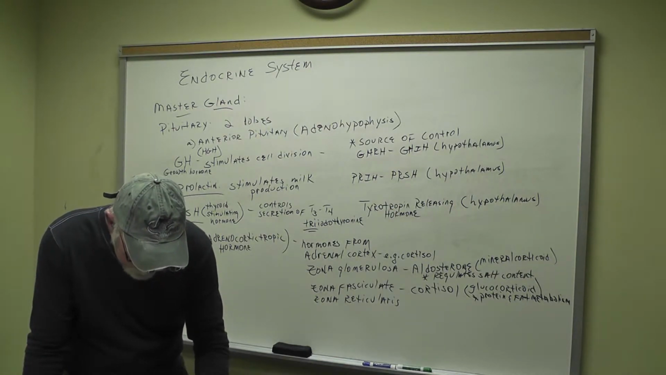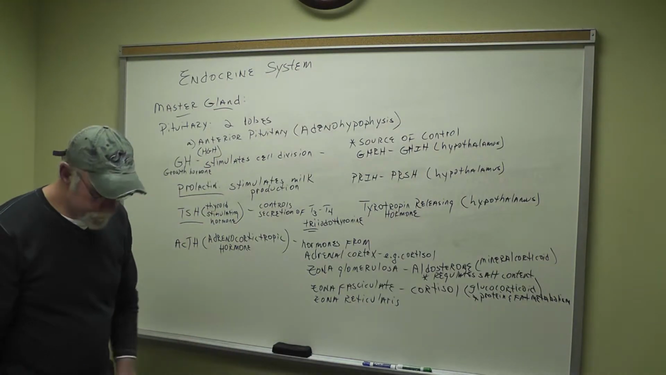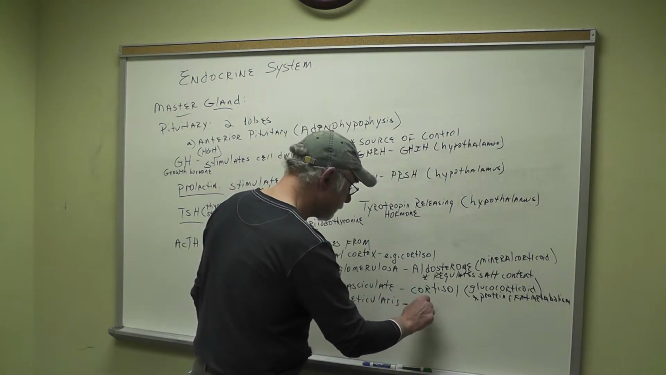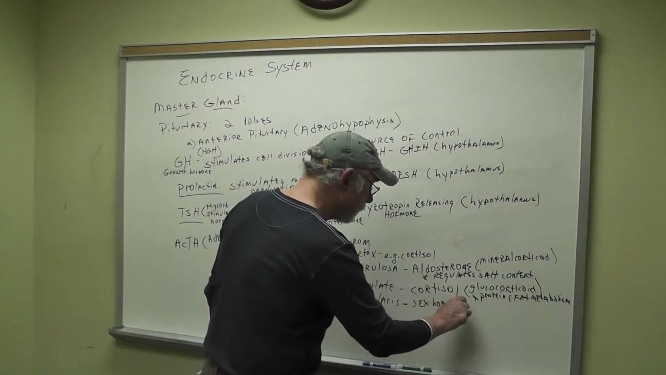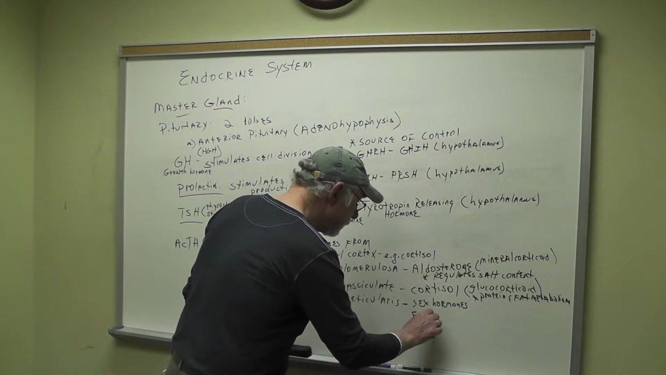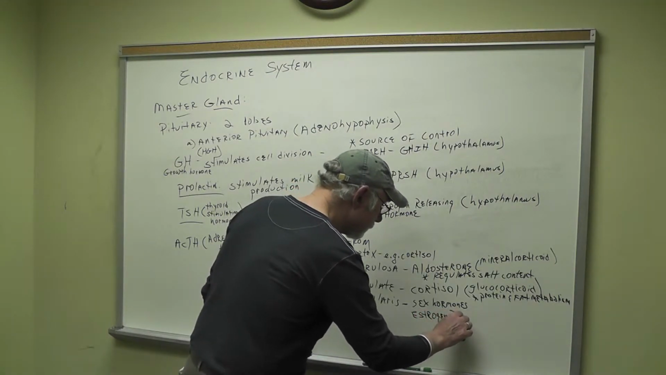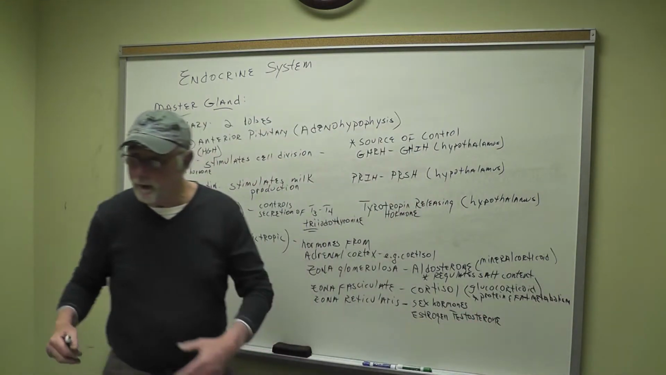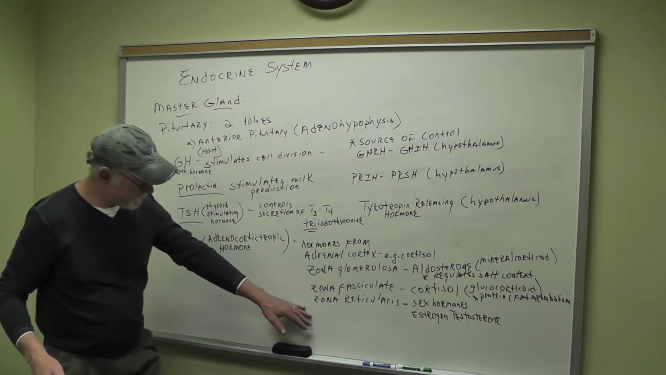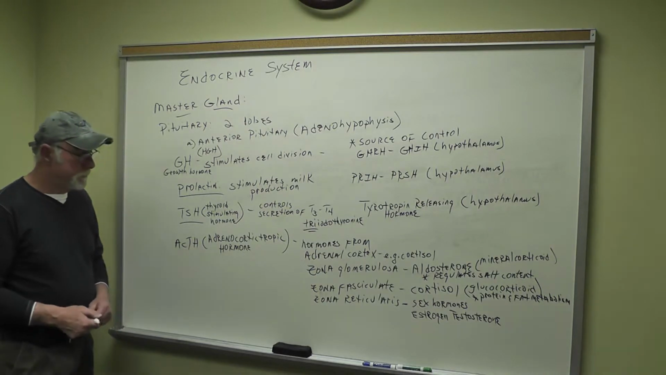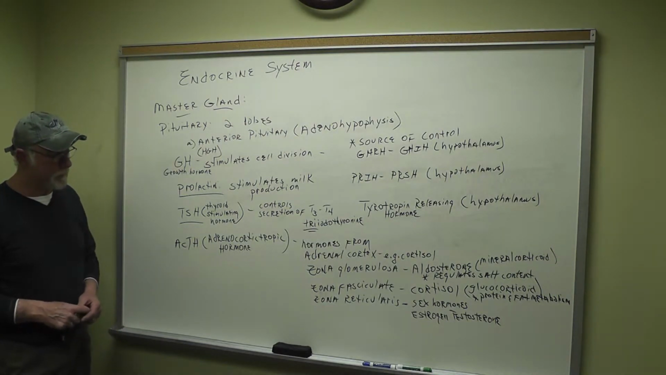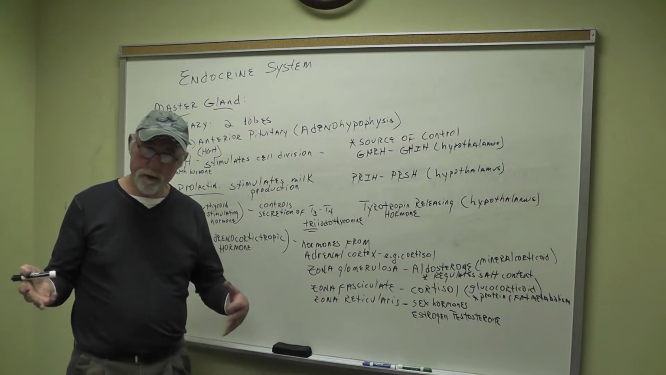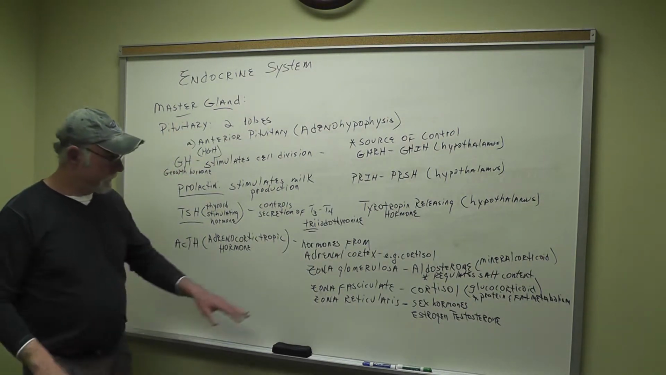And then the zona reticularis secretes these hormones called the sex hormones. Okay, we have estrogen and testosterone. And believe it or not, we males do have a low level of estrogen circulating in our blood produced by our adrenal cortex. The exact function of that, they are unsure of at this point because the levels are so low, generally considered clinically insignificant.